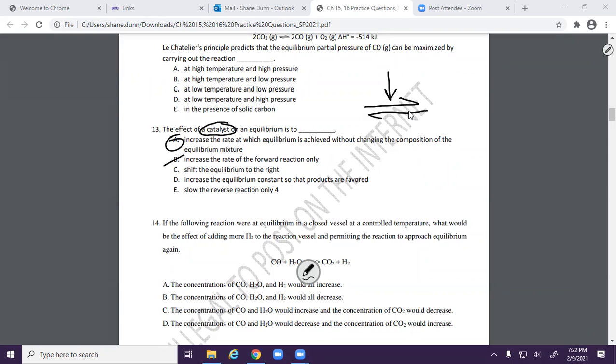It's not going to favor one side, it's not going to favor the other side, and I don't know what this means. Solar version only 4. I don't know what that means. It's a typo right there. So don't pick E. Answer's A. Make sense?